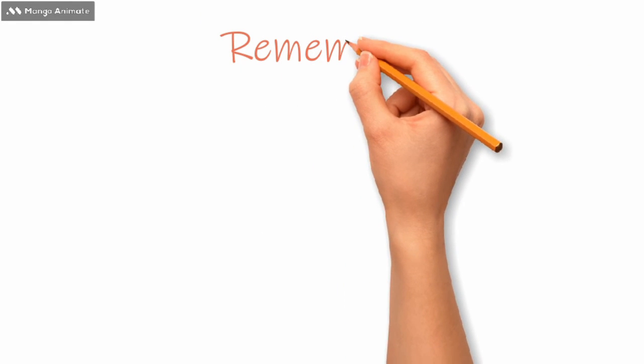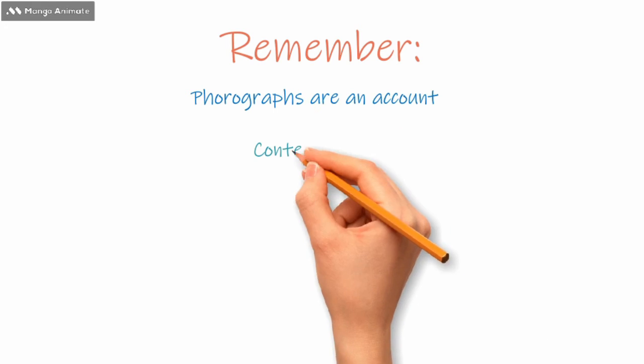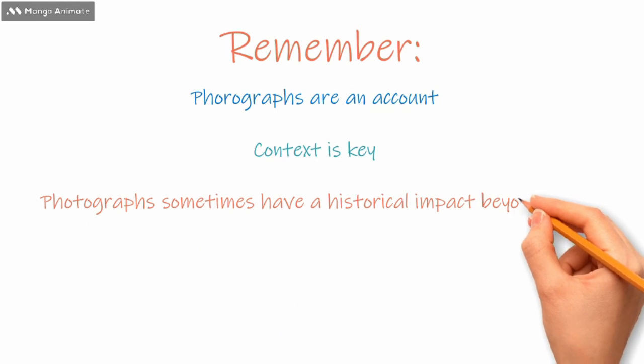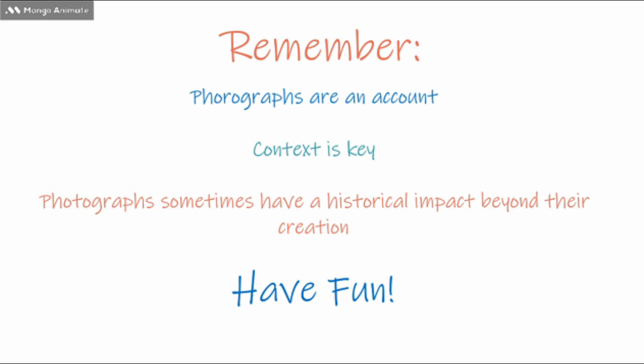Now just remember, here are some guidelines. Photos are an account of the past. So we have to remember that with any account there's a bias. And so when we look into this bias, we can see a little bit more and we can understand a more authentic version of the past. The next thing to remember is that context is key.